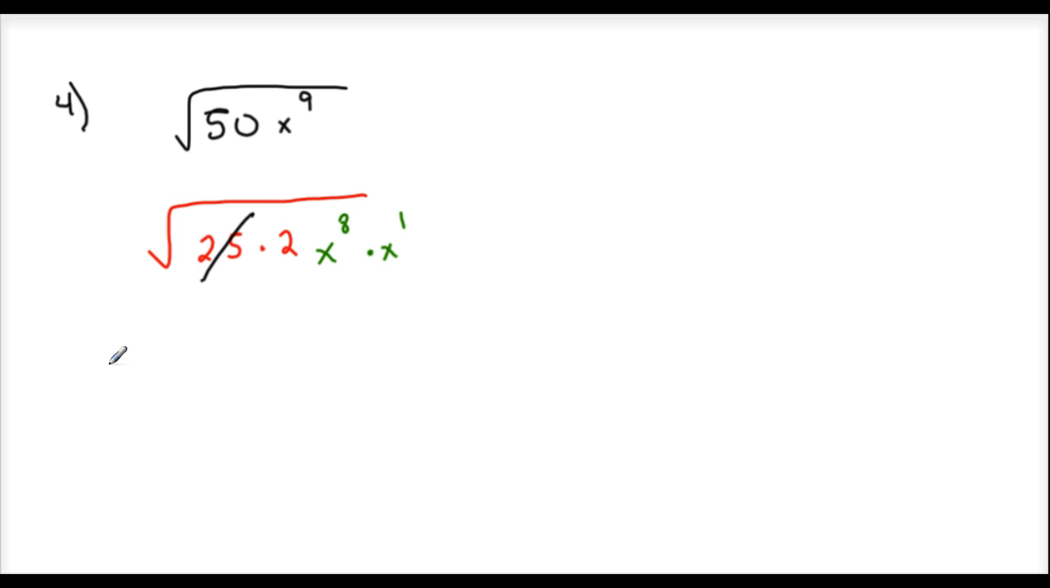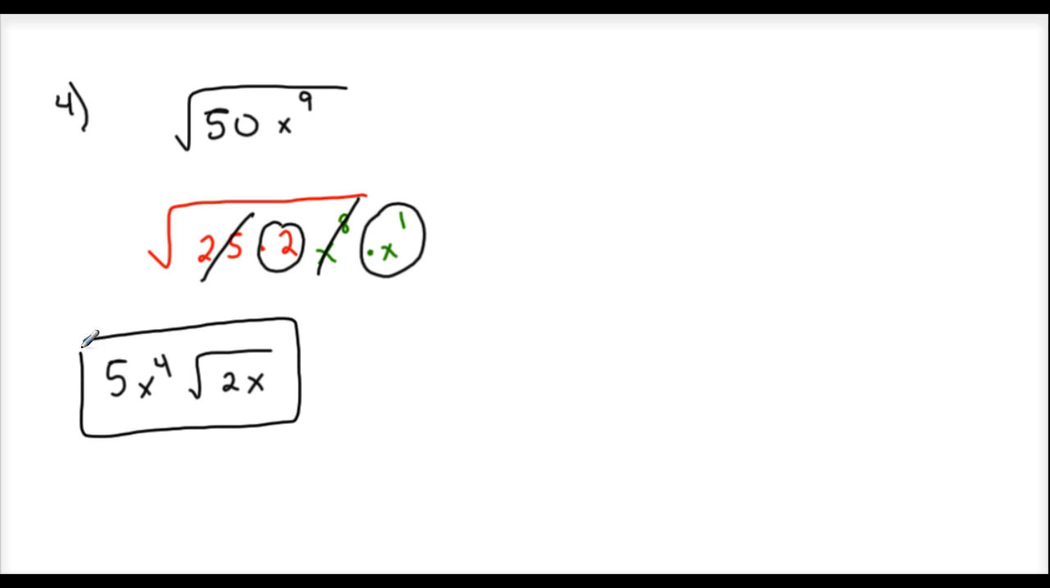Square root of 25, 5. Square root of 2. I'm going to circle it, stays inside. Square root of x to the 8th, x to the 4th. Square root of x to the 1st, stays inside. So I have 5x to the 4th, radical 2x. Now, I'm crossing out, putting circles around these things. You don't have to do that. It's just what helped me keep everything organized. Eventually, when you guys got these down packed, you could do away with it. But if this helps you in the beginning, I would definitely do it.